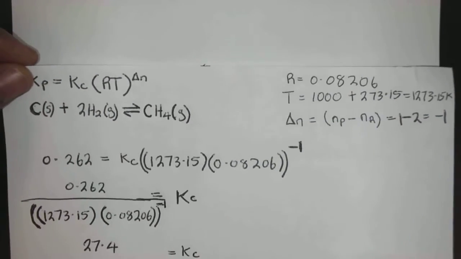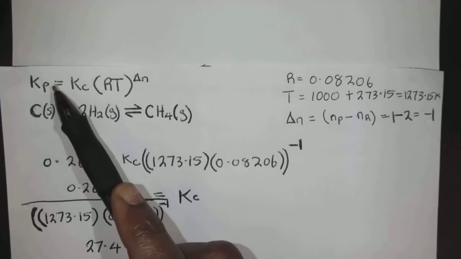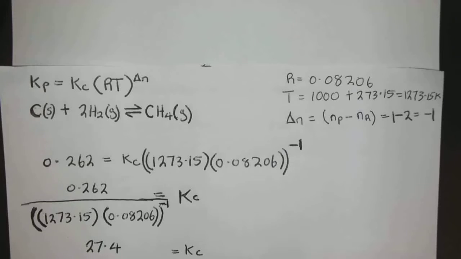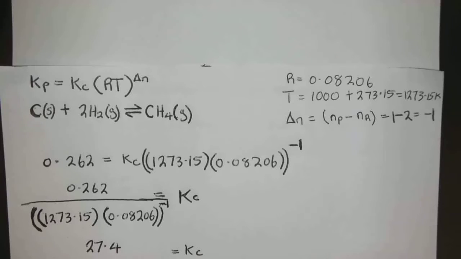Now, in order to answer this question, it is necessary to have a firm understanding of what Kp and Kc values are and the relationships between them. Kc and Kp are the equilibrium constants of gaseous mixtures. However, the difference between the two constants is that Kc is defined as the molar concentration, whereas Kp is defined as the partial pressure of the gases. The key word there is gases.